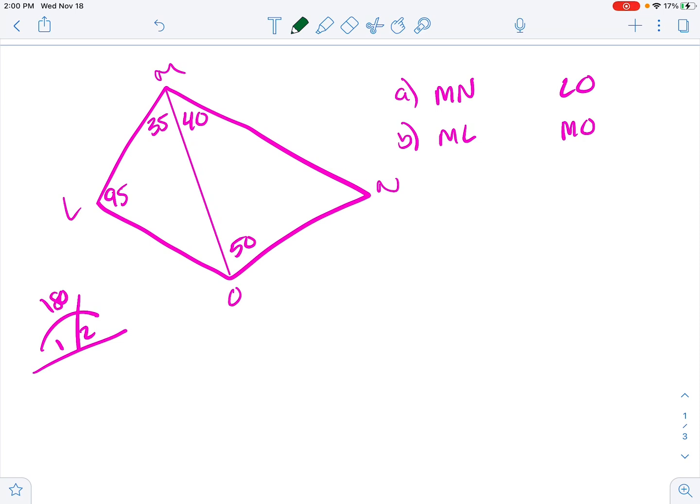So we have 180 minus 95 minus 35 leaves us with this guy down here is 50. Okay, and I'll write what I did so that you guys have it. Then I'm going to do it in the other triangle. Okay, so exact same thing. 180 minus 50 minus 40 leaves me with 90 down here. So now compare your sides again.